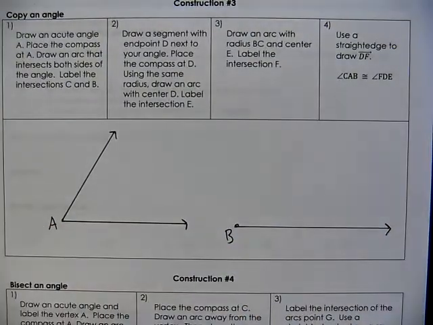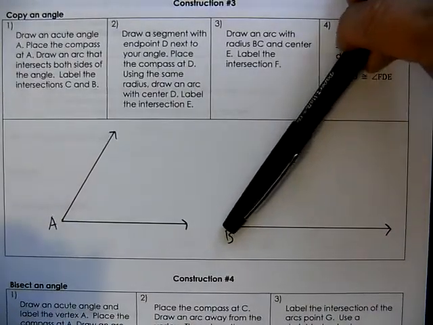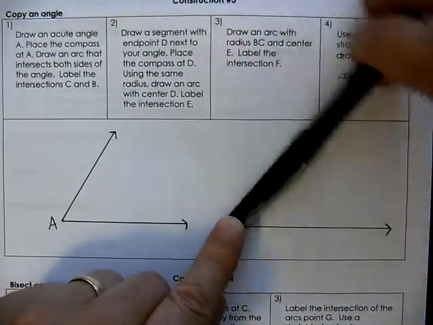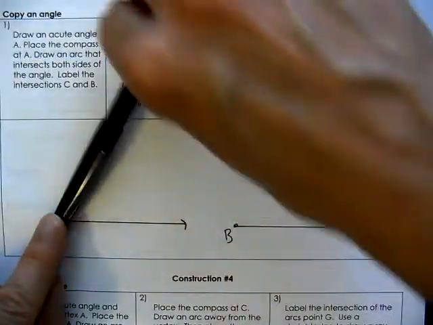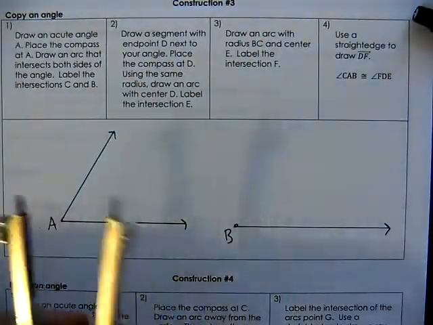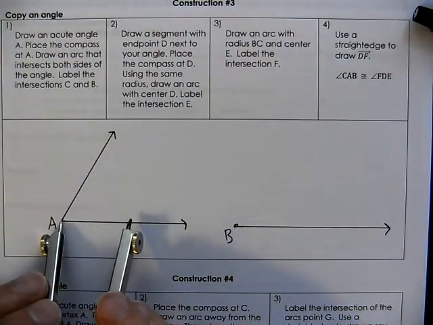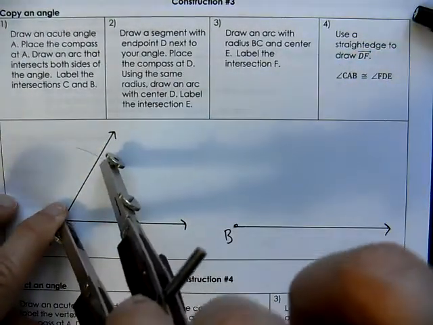The question is, where in the world do I put that second ray? We don't want to guesstimate and say, oh, it looks to be about in the same spot. We want to know precisely what is this gap, this spacing between the two rays. How do we capture that? So we're going to take our compass, we'll put the metal point at the vertex, and draw an arc that crosses over both rays.